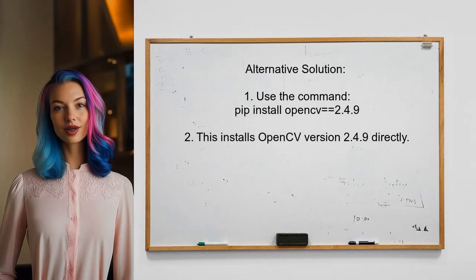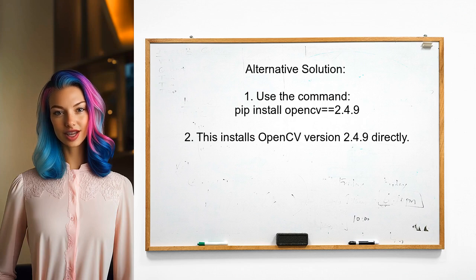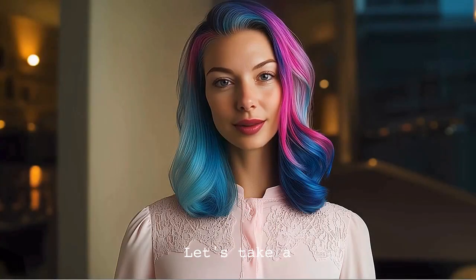An alternative solution provided by another user suggests using a specific command to install OpenCV version 2.4.9. They recommend typing pip install opencv==2.4.9 in your terminal. That's all on that answer. Let's take a look at another one.